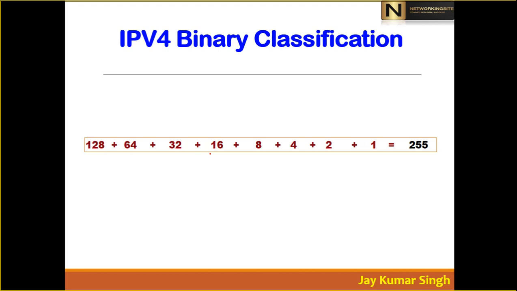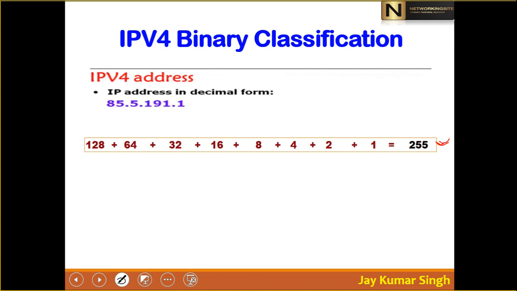Whenever you want to convert a decimal number to binary, this chart is very important. You have to remember this one, because whenever you do subnetting and everything, we use it. Now see, suppose you have this IP address, 85.5.191.1, and you want to convert it from decimal to binary. How will you convert?